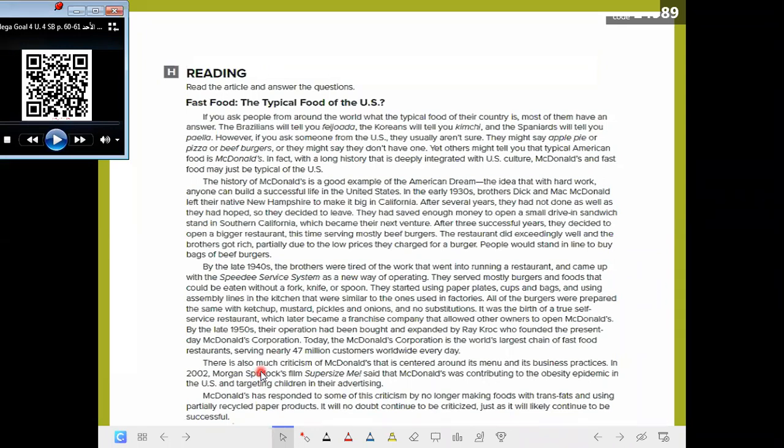who invented or founded McDonald's at first, in the early 1930s. Who founded McDonald's? Ray Kroc. No, at first, in the early 1930s, the founders of McDonald's were the brothers Dick and Mac.